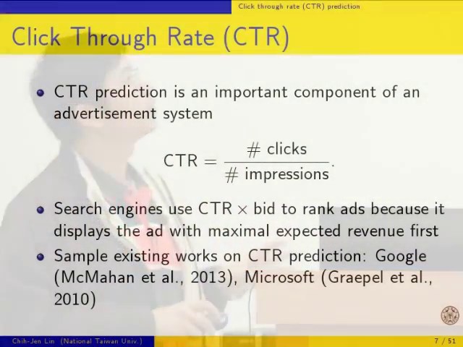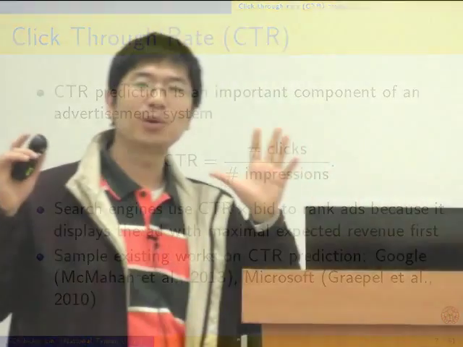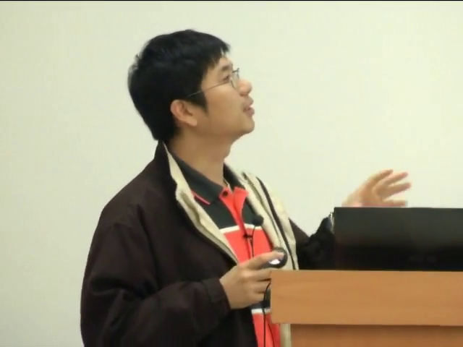So the click-through rate is an important component. It's not the only component. The whole advertisement system is very complicated, but CTR prediction is certainly an important one. The definition of CTR is basically the number of clicks divided by the number of impressions. Impressions basically means page views. So among so many page views that users have provided, how many of them click on the ads? This is the CTR.